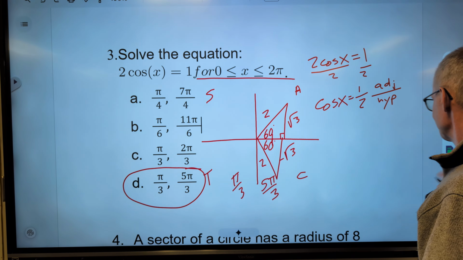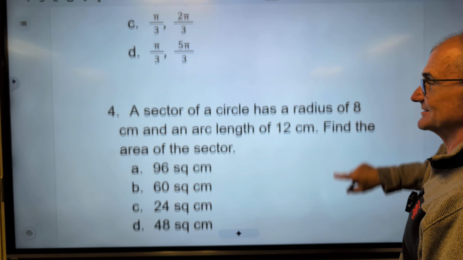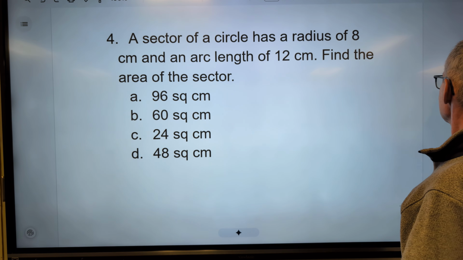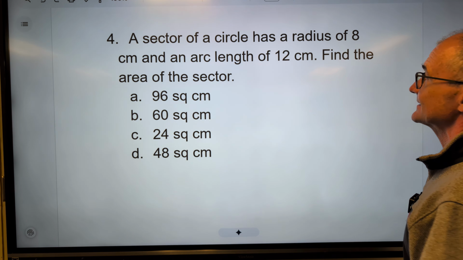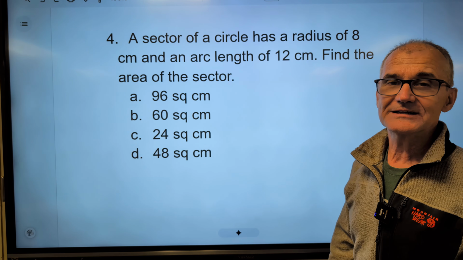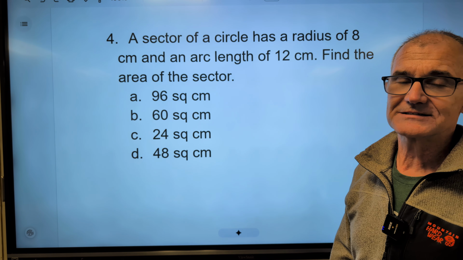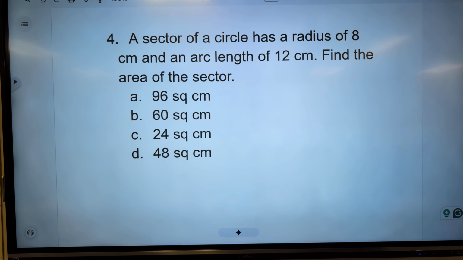One more problem. Let's give it a try. Again, these are all kind of tricky. Go ahead and pause the video, give this one a try, unpause it, watch how I do it.